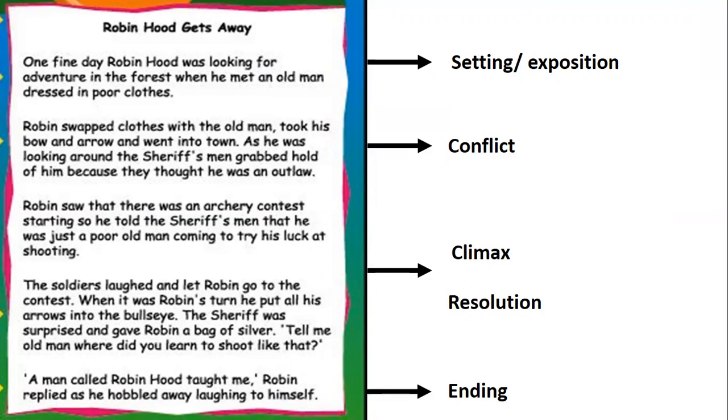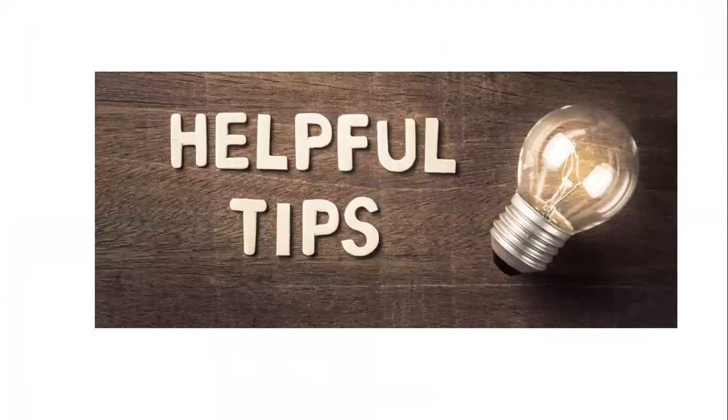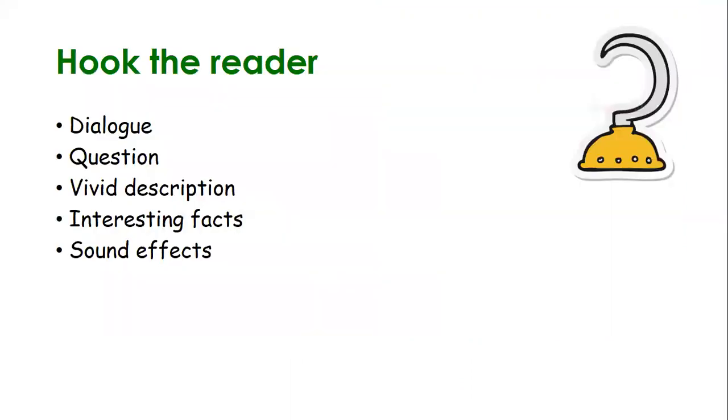Okay, so use this structure to plan your narrative. So here are some helpful tips to make your narrative story really engaging and entertaining for the reader. So you need to try and hook the reader, and you can do this by including some form of dialogue or conversation, some questioning, some vivid imagery and description, lots of interesting facts and sound effects.